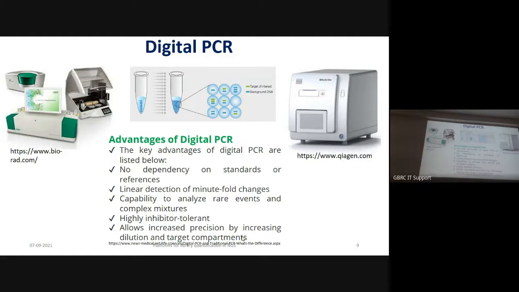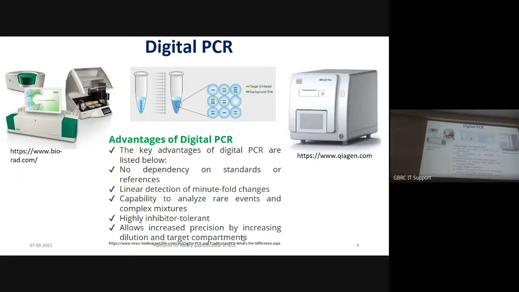Same is for the digital PCR. The advantage of digital PCR is that there is no dependency on the standard of the reference, because in real-time PCR we need to run a standard curve each time. However, here it is an absolute quantification without the need of the reference. And the linear detection of the minute fold changes, because a single copy can also be detected by this machine.